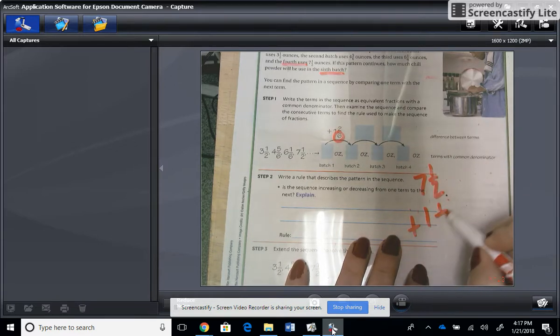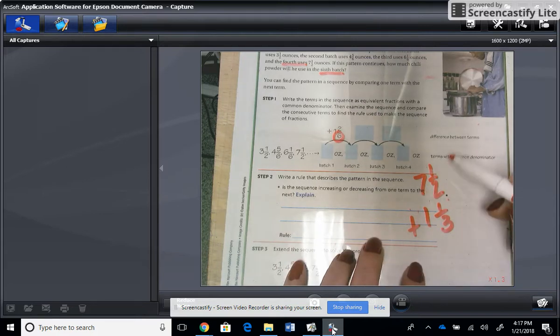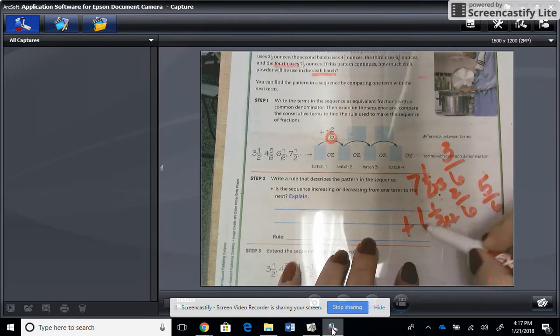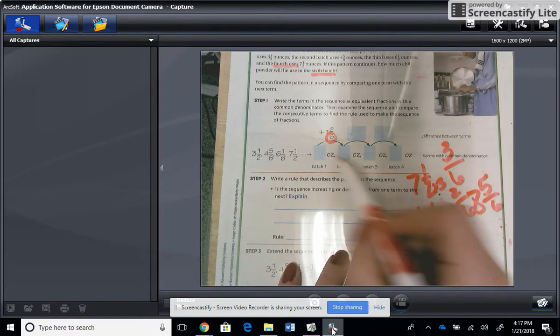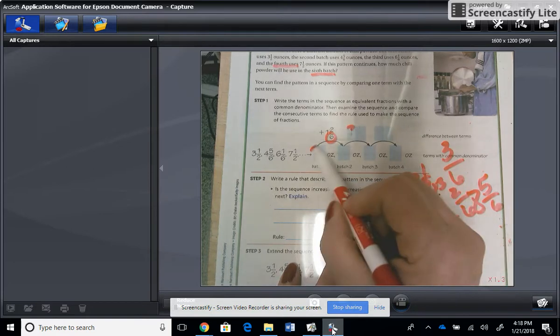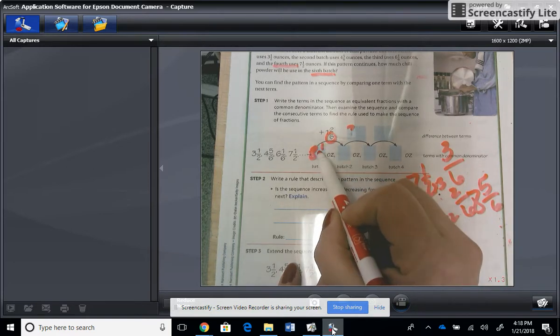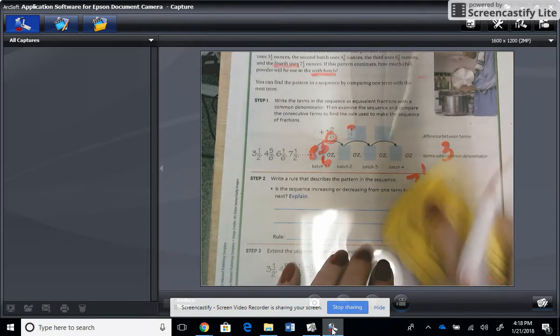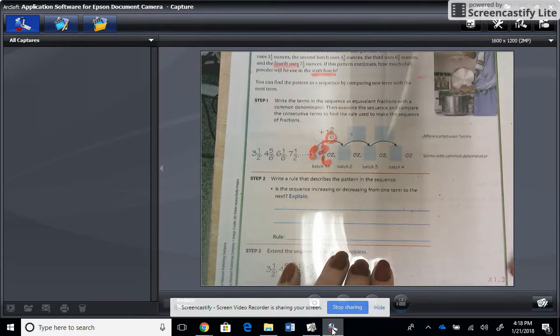So my next batch is 7.5 plus 1 and 1/3. So first I have to find a common denominator, which I know is 6, because 2 times 3. Okay, I take this times 3. This is going to be 3. I take this times 2, and I get 5/6. I got to add my whole numbers, and I get 8. So my next one is 8 and 5/6. Okay, so now I have 8 and 5/6.